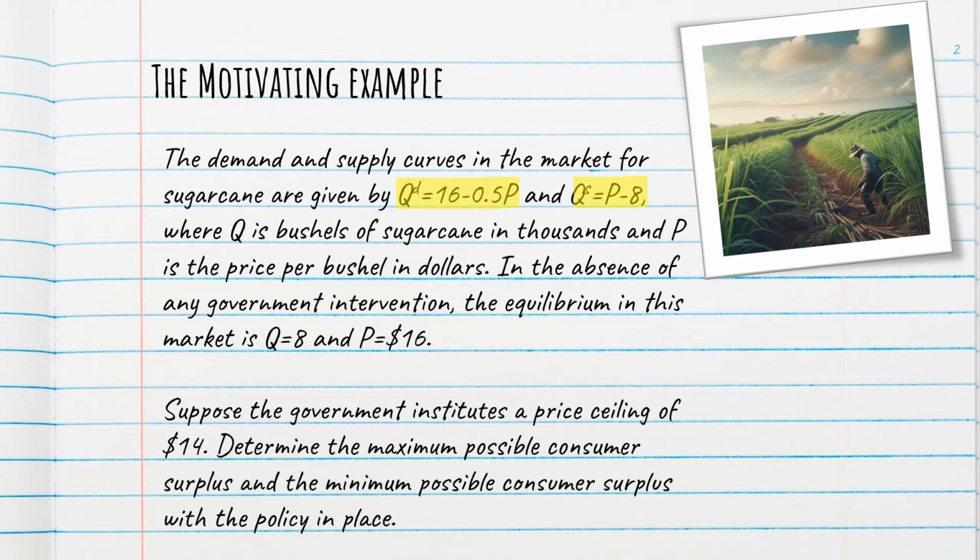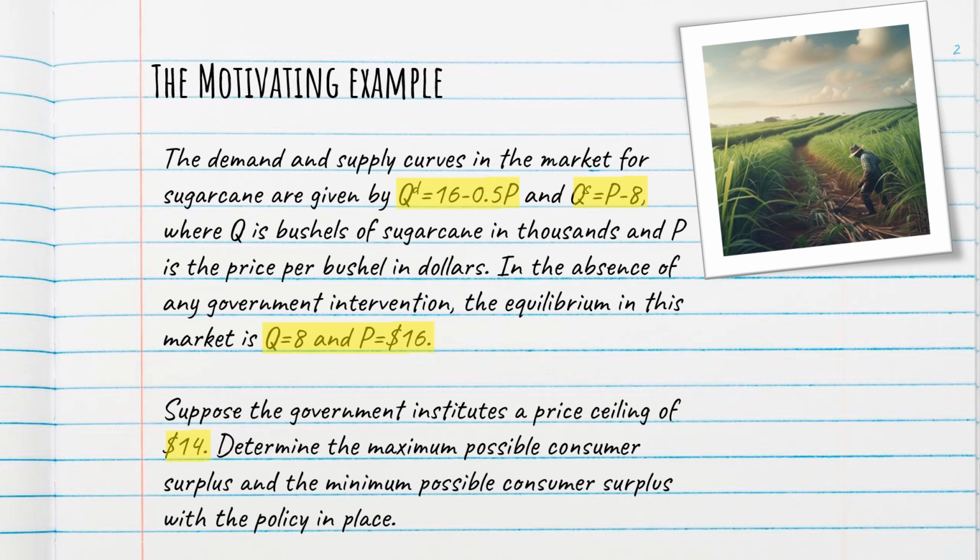In the absence of any government intervention, the equilibrium in this market is 8,000 bushels of sugarcane and a price of $16 per bushel. Now let's suppose that the government institutes a price ceiling of $14. Our goal is to determine the maximum possible consumer surplus as well as the minimum possible consumer surplus when this policy is in place. Keep in mind what a price ceiling is.